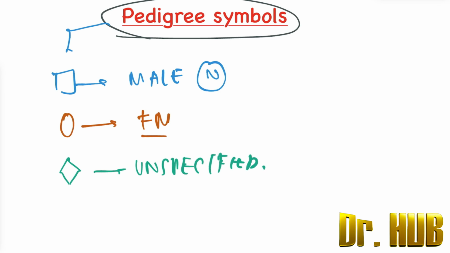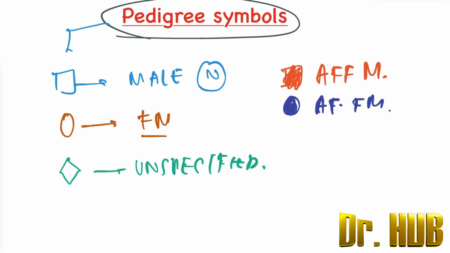So what about the affected male or female? Affected male is completely shaded. This will be the affected male. And in terms of female, it is going to be a complete circle shaded. This is going to be the affected female.